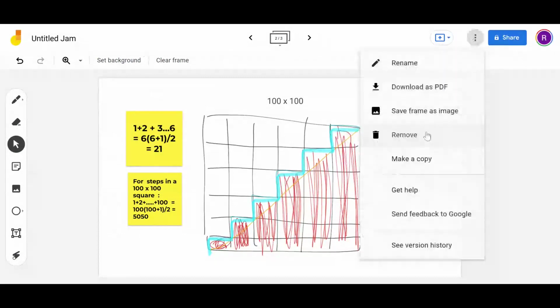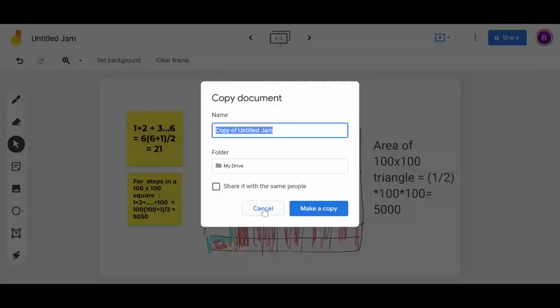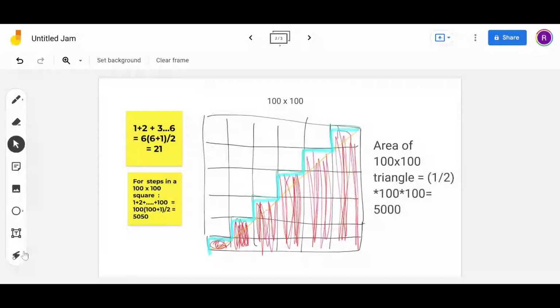One second, I'm just trying to copy this. Make a copy. I'm trying to make a copy of this to the next. Text box, laser.